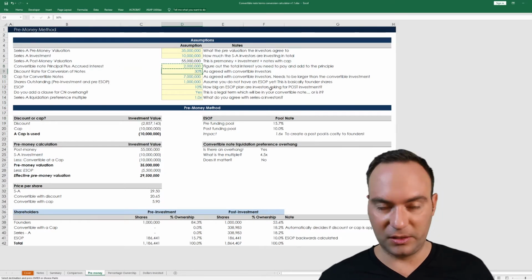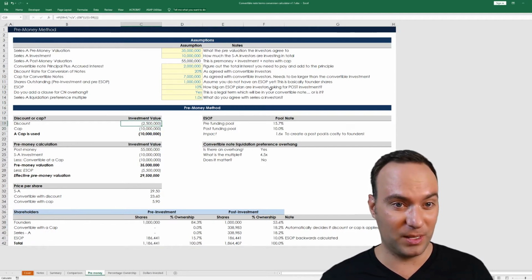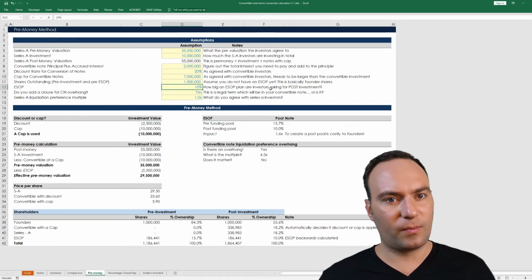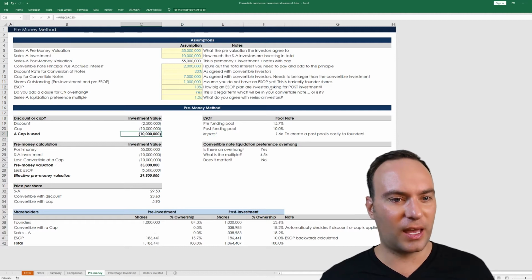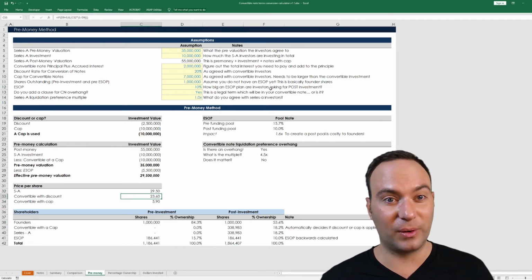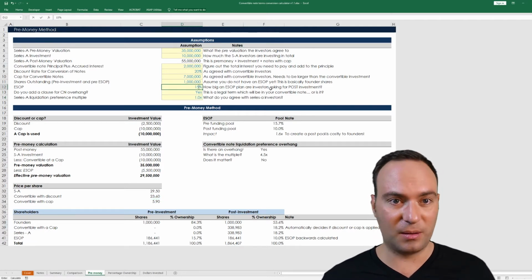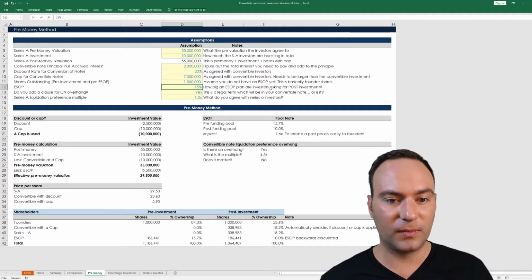Your discount rate, you can easily just change to say 20%. And on this basis, we can see that the cap is far more advantageous because the investment value is 10 as opposed to 2.5 million. And so here's the first time we're saying now the cap is actually more advantageous because the price per share here, 5.9, is considerably lower than the 23.6 that they would pay if they were actually having a discount. If you want to change the ESOP to a higher number because you're getting a bit more screwed on that, then you can.